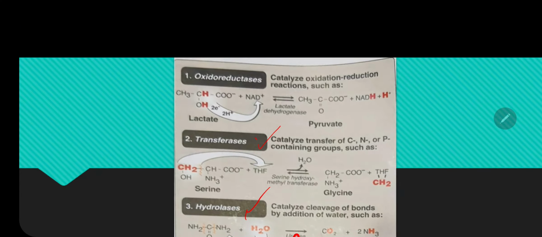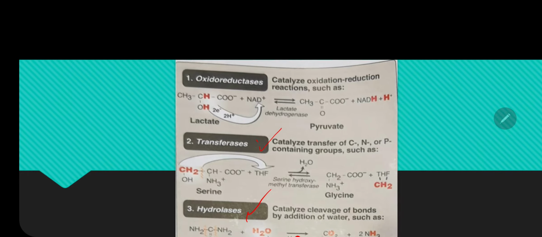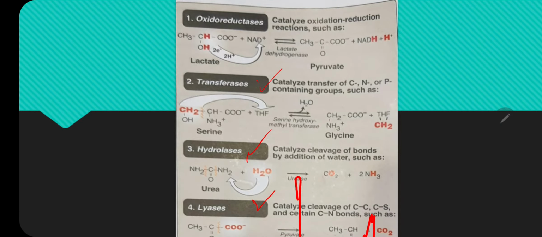You will study this in the metabolic pathway. When lactate is converted into pyruvate, this oxidoreductase comes into action, and it catalyzes the oxidation reduction reaction. This is the oxidation reduction reaction it is catalyzing here, and the example is lactate to pyruvate. There are many other examples, but just to understand, one example is mentioned here.